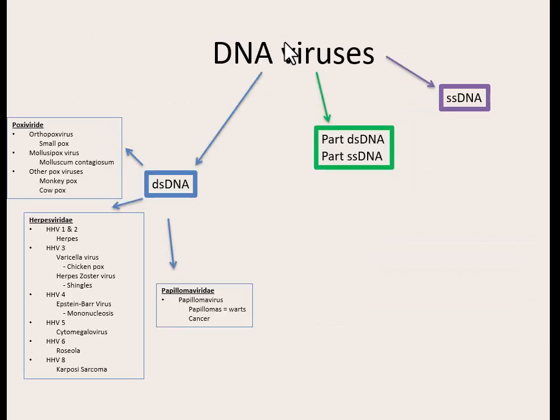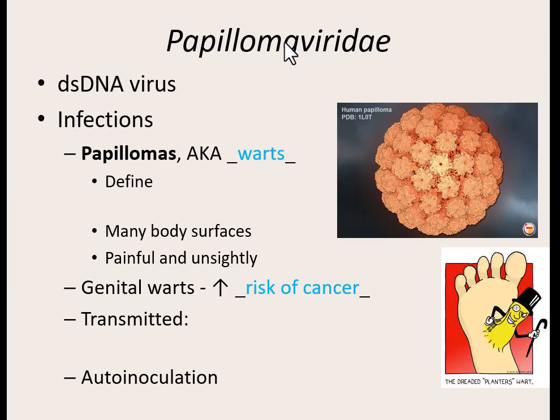Our next group, still double-stranded DNA, is the Papillomaviridae group. It's known for causing infections known as papillomas. And a papilloma is more commonly known as a wart. Now, what a wart officially is, is just a benign tumor. The benign means it's not spreading.